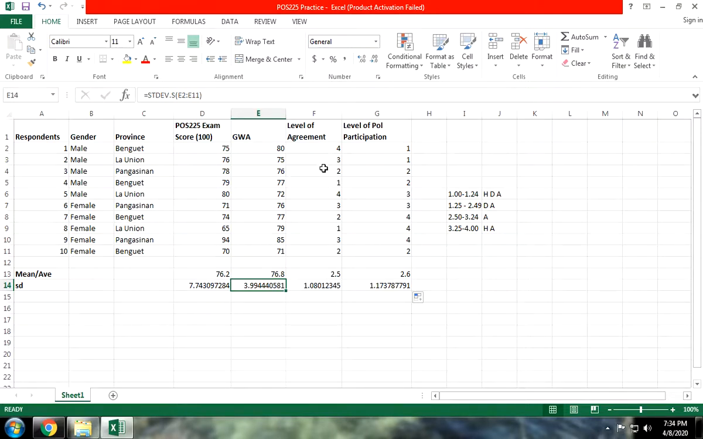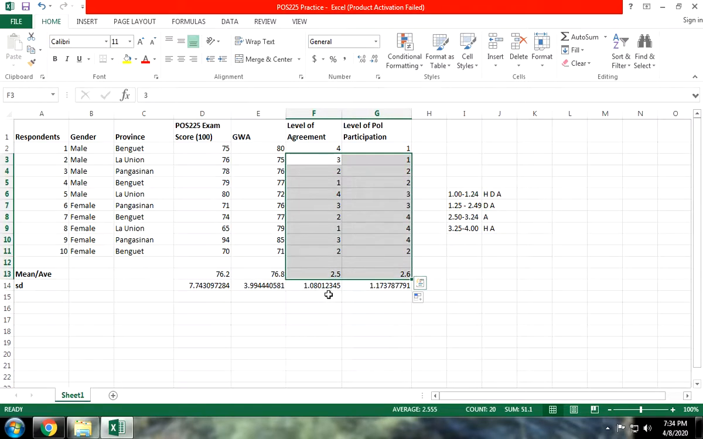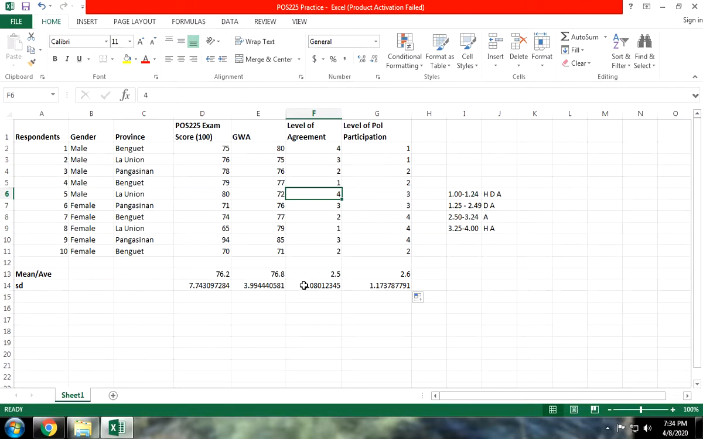So pagdating dito sa ordinal, medyo malapit siya, no. Hirap i-analyze ang standard deviation lalo na pag ordinal. Just to compare, medyo malapit siya, no. So we do advanced statistics pagdating dito. So ganun yung paghanap natin ng standard deviation. Now kunyari hindi ka kumpante, you also want to look for the variance.